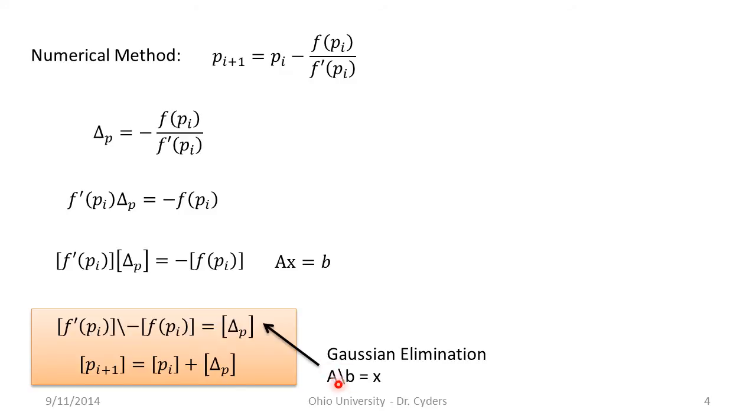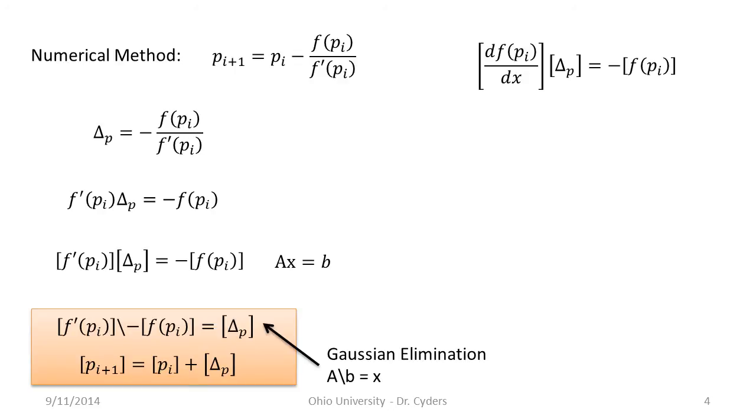In Matlab, we do that using the backslash operator. If I know A and I know b, I do A backslash b, and it gives me x. And so I can simply say that f prime backslash negative f of p is equal to delta p, and then assign the next guess, p of i plus 1, according to the known equation that we already have. So we can do that using this Gaussian elimination step.